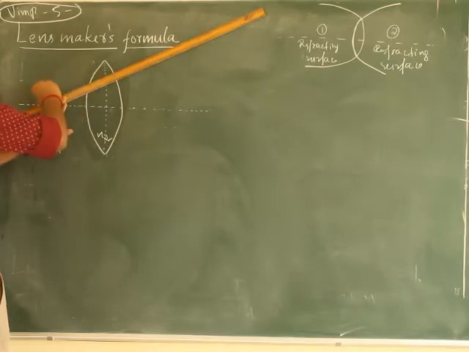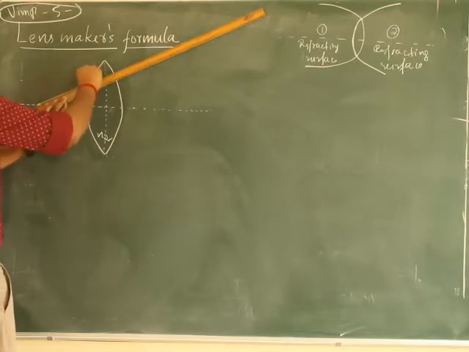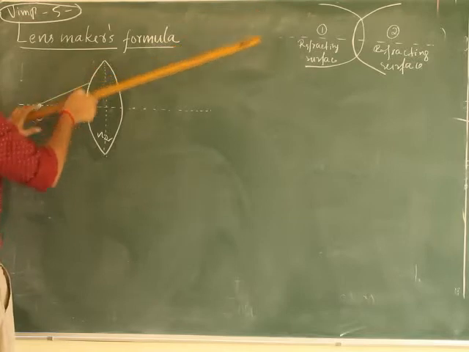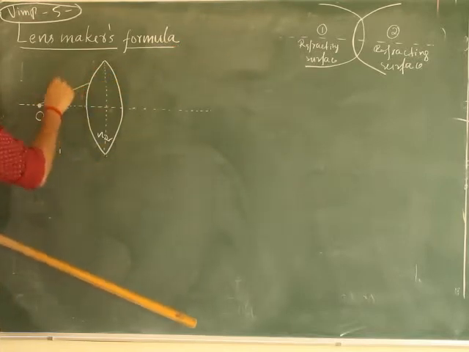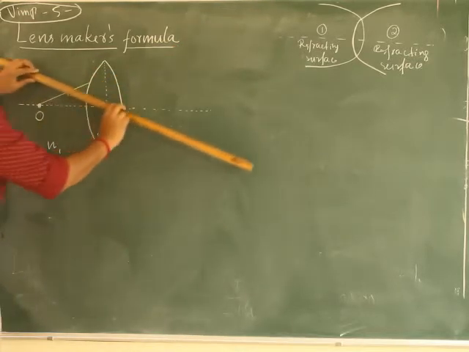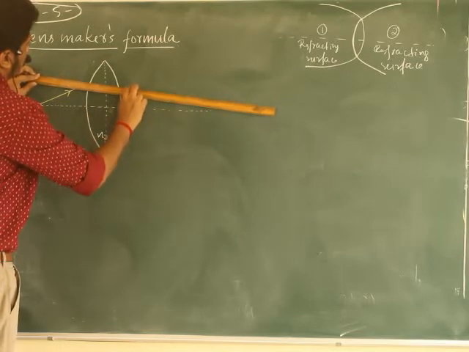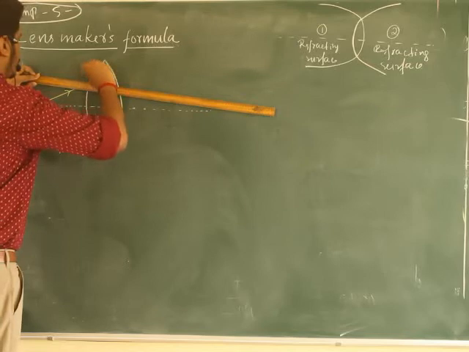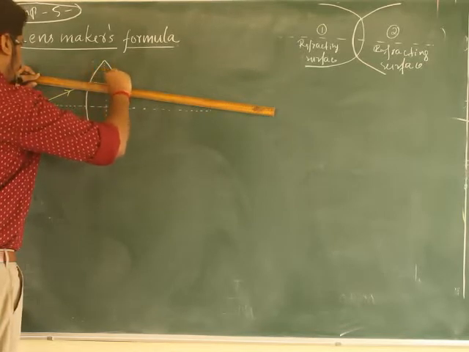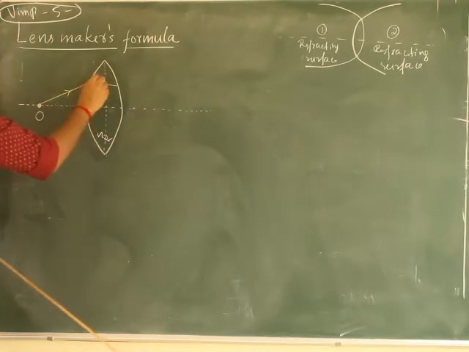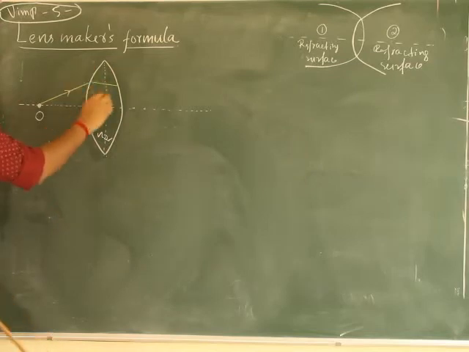A ray of light falling on a surface like this. We know once a ray of light enters a refracting surface, it undergoes what? Refraction, correct? So it has to refract like this. Yes, it is refracting.